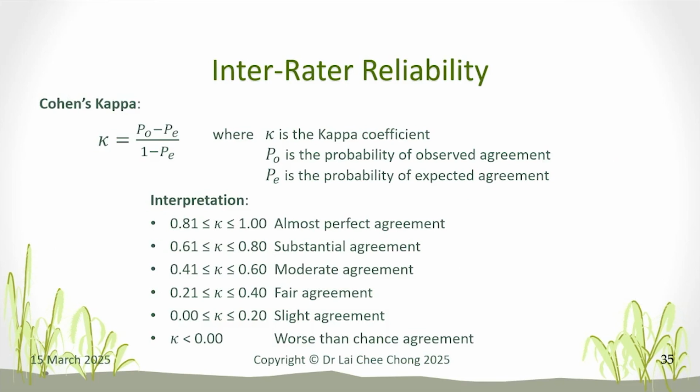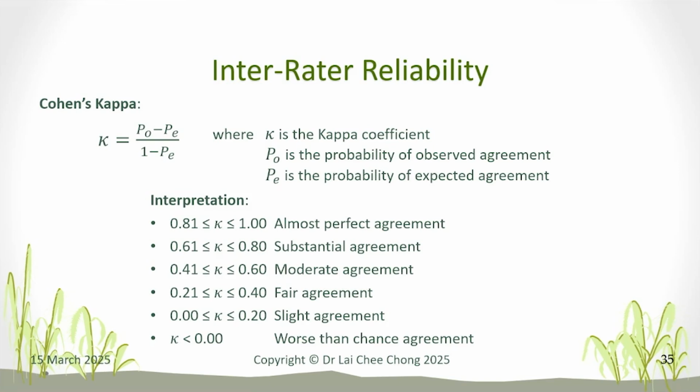Okay. Now the formulas are very easy. Now let me explain what this formula means. This Kappa is called the Kappa coefficient. Now, you have a PO and a PE. These two are probabilities. The PO is the probability of observed agreement.